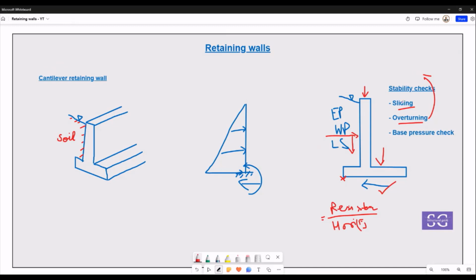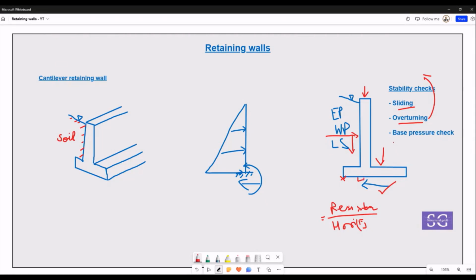Further, the sliding at times might not be resisted with the help of friction alone. So at times shear keys are also provided at the base to increase the resistance of the soil against the ground. So this is the way of actually increasing the sliding capacity.